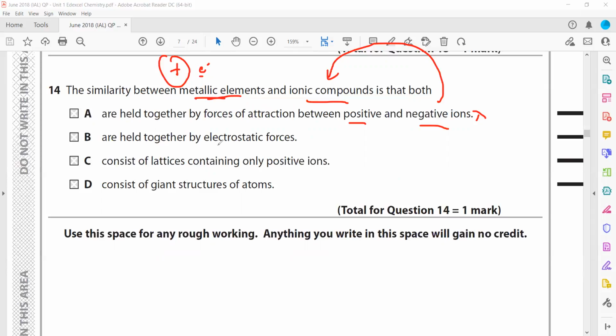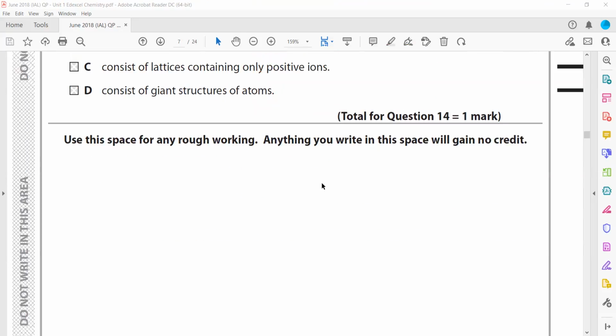They're held together by electrostatic forces. That is true. Electrostatic force refers to force between the charges. Any kind of charge, the force between them is called electrostatic force. Consists of a lattice of only positive ion. That is wrong, because metals only have a lattice of positive ions. And consists of a giant structure of atoms. That is wrong. They consist of a giant structure of ions. For ionic compounds, unlike charges are there, unlike ions. And for metals, they have a lattice of positive ions.